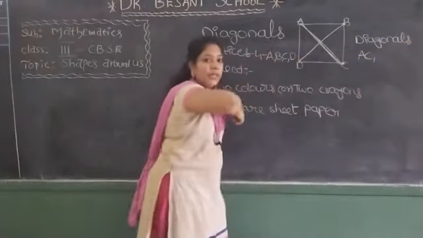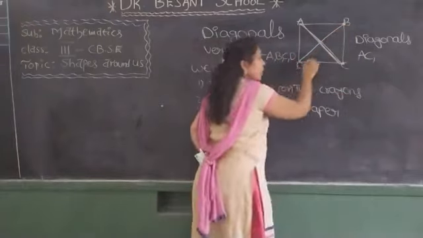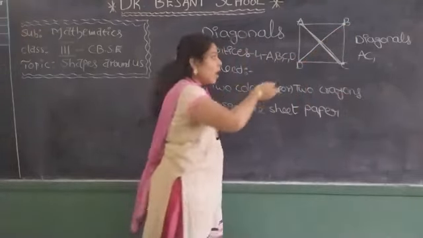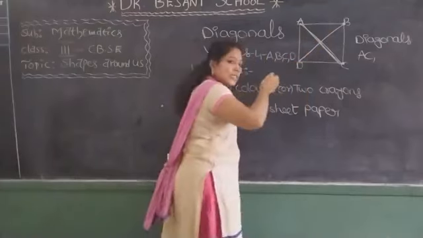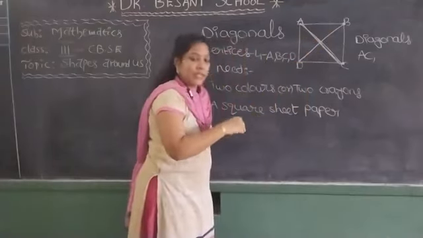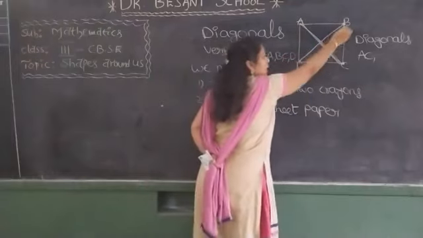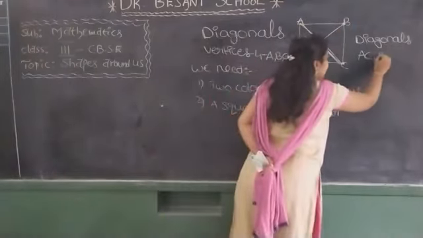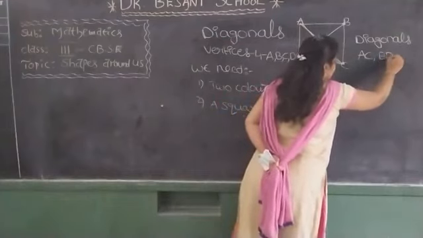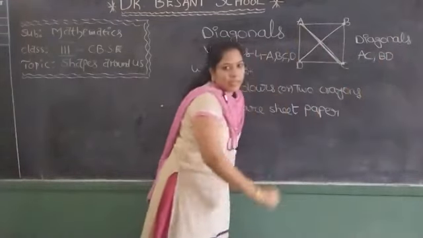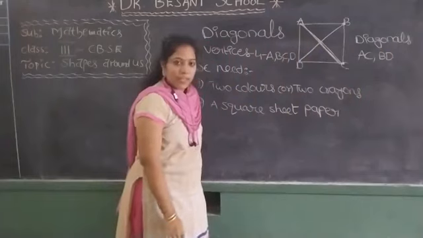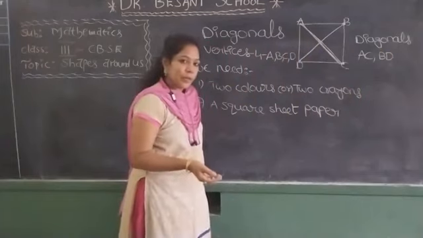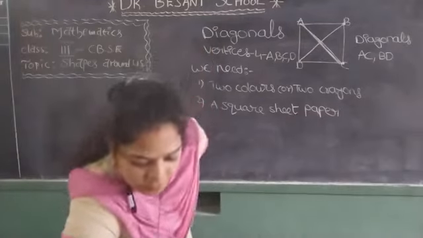See, now coming to BD, these two are also opposite corners. The line that connects the opposite corners inside the figure is what? Diagonal only. That's why BD is also one diagonal. Isn't it? BD is a diagonal or not? BD is also one diagonal. Understand, children, about the diagonals? Let's see some more examples. Good.